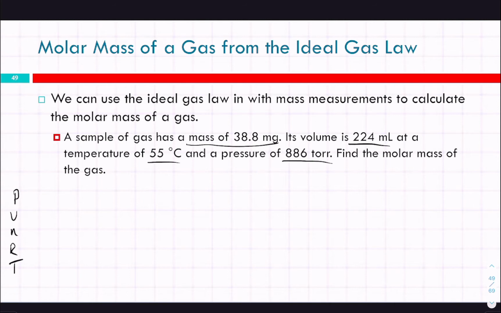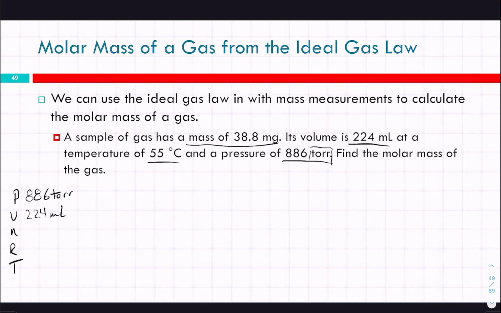So our pressure is 886 torr. This is where memorizing all these, there's a lot of different units of pressure, you just got to memorize them. Our volume is 224 milliliters.